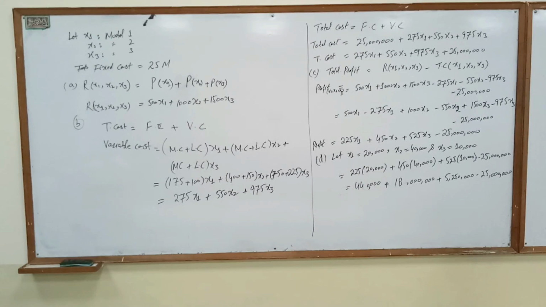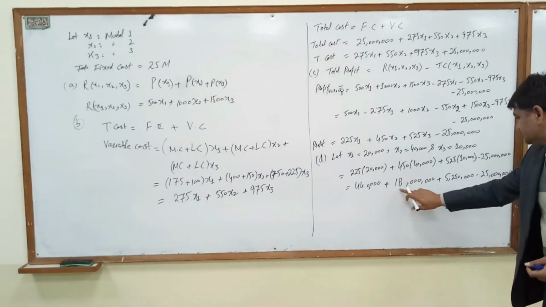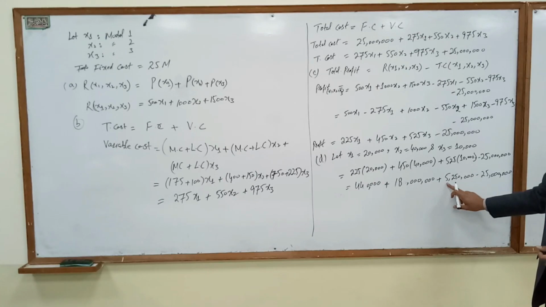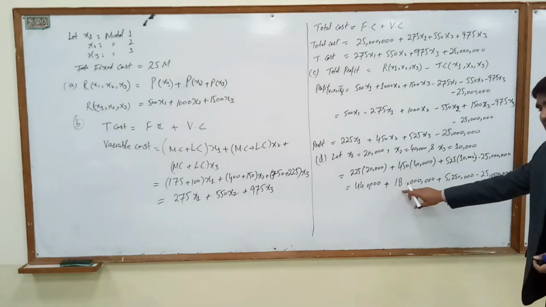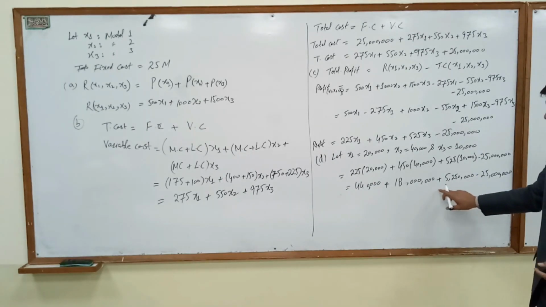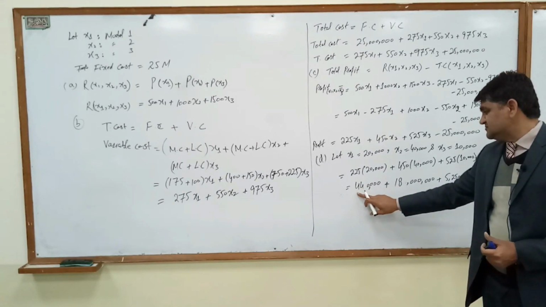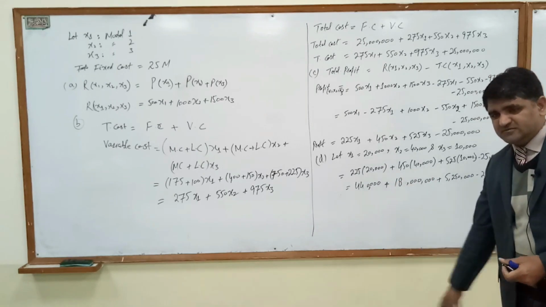Okay, then next, is the firm facing profit or loss? Obviously it's profit. 18 million, 5 million, that is 23 million and 4 lakh 40,000. I think the firm is having loss. You can simplify it.